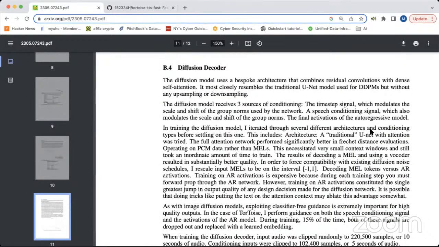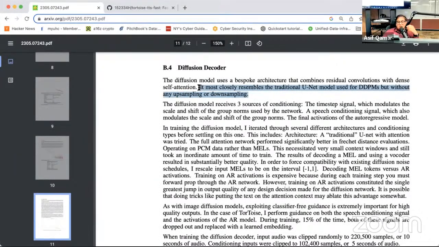Diffusion decoder. This is the final decoder, right? So it mostly resembles the traditional UNet model used for DDPMs, but without any upsampling or downsampling. I did not understand what it means by upsampling. Why didn't he have to do upsampling? No, this is the standard. Look at the third paragraph.